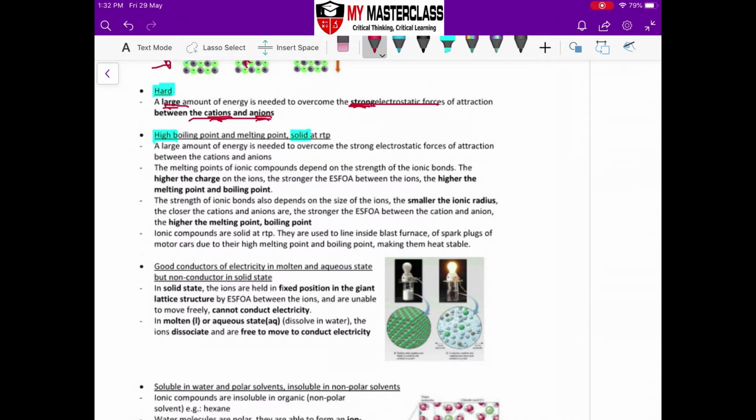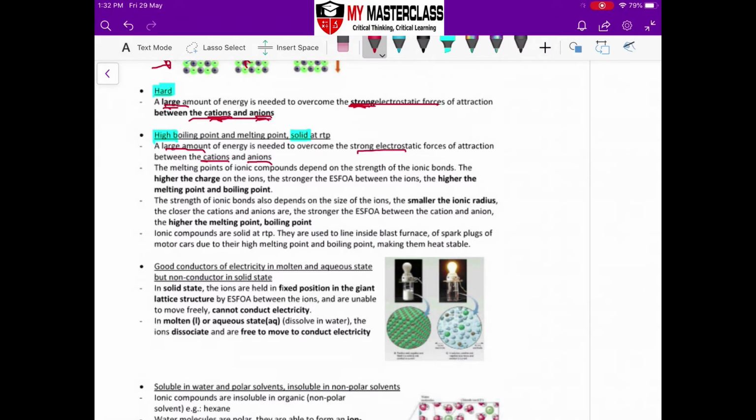Why do they have high melting point, high boiling point? Again, a large amount of energy is needed to overcome the strong electrostatic force of attraction between the cations and anions. So, a large amount of energy is needed, therefore it has high melting point and high boiling point.